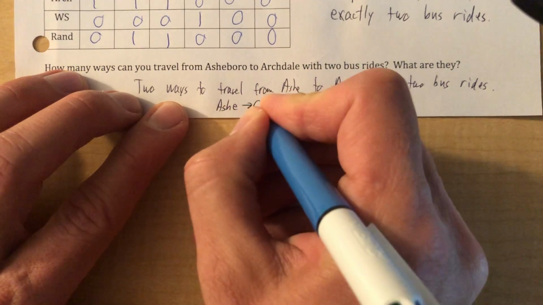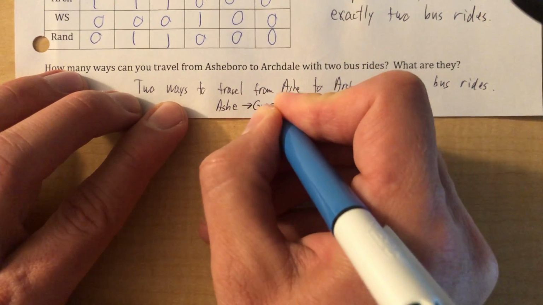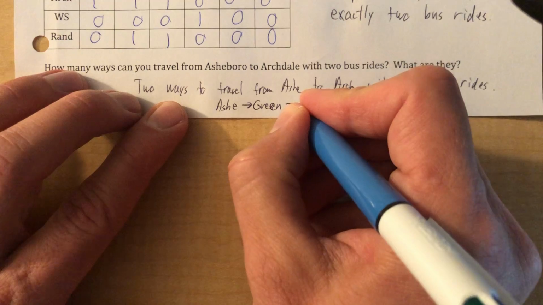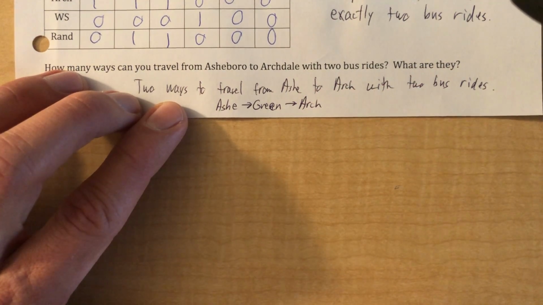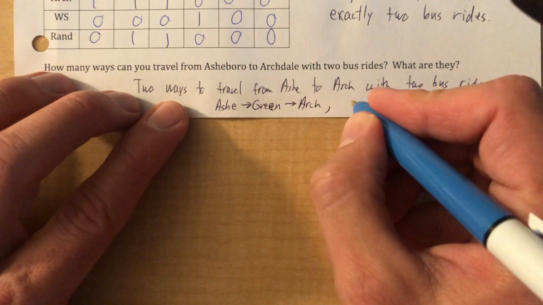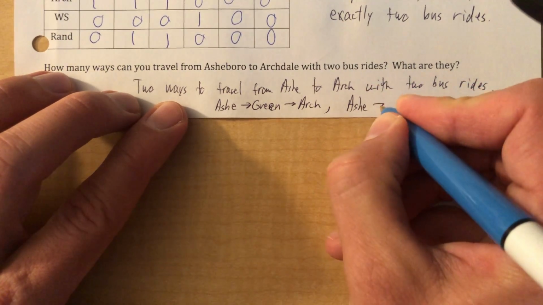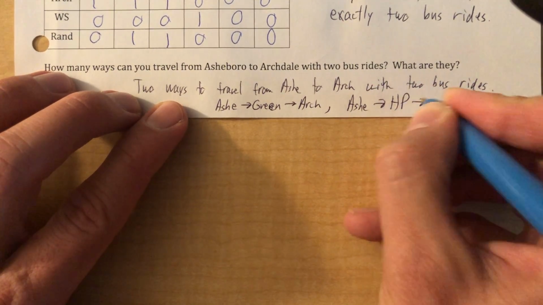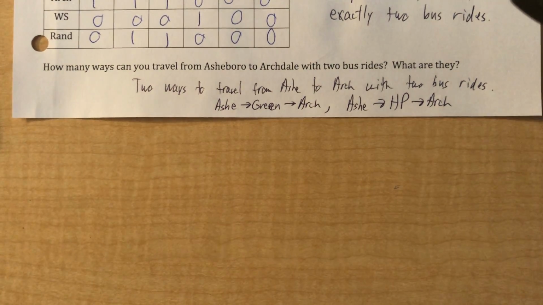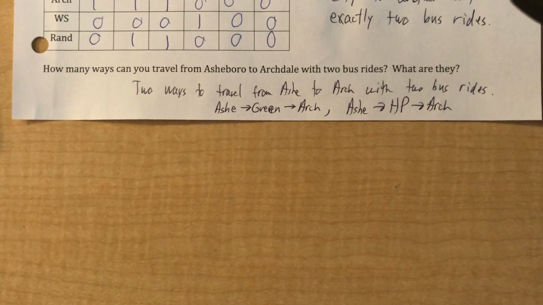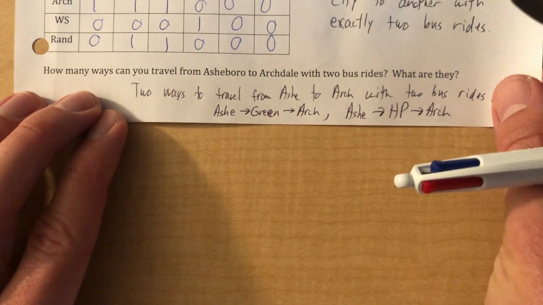Asheboro, Greensboro, I misspelled Greensboro, Archdale. That's one way. Here's the other way. I'm going to put a comma. Asheboro, High Point, Archdale. There you go. All right, we're going to continue this idea. We're about to cube this matrix. So let's flip the paper over.